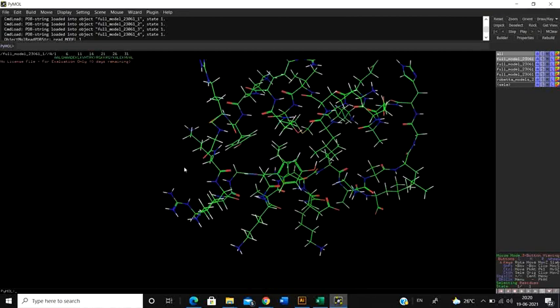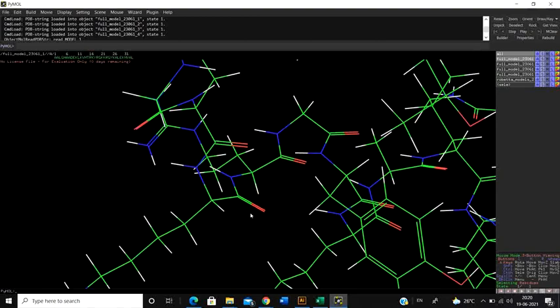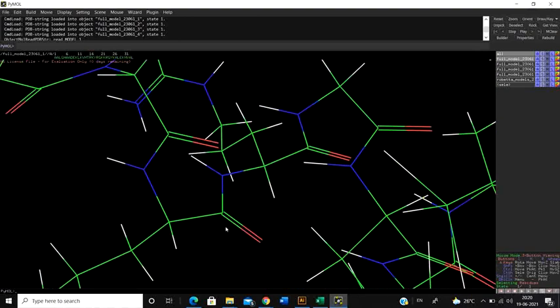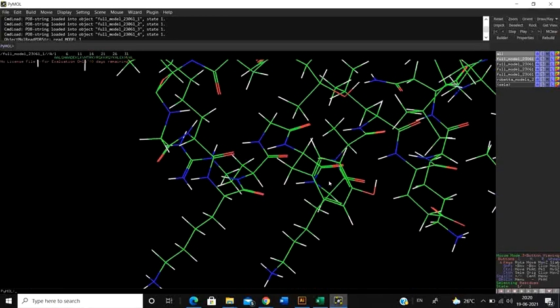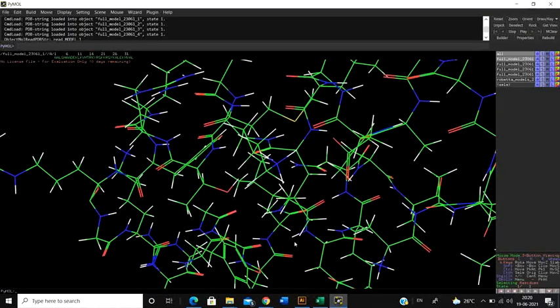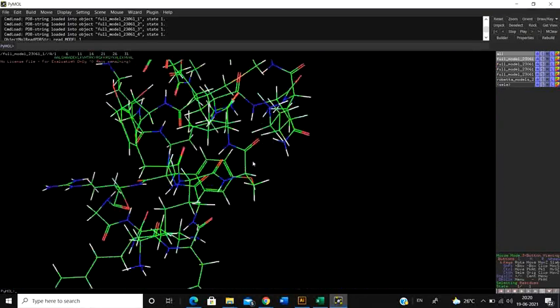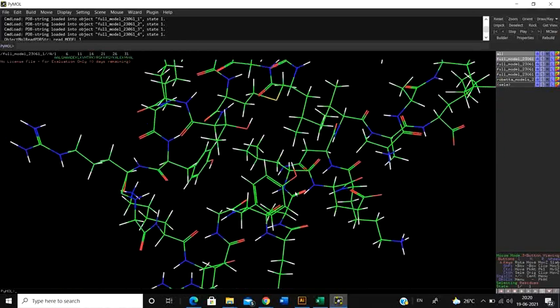And in this particular case, the blue portions are the nitrogens. The white stands for hydrogen. The red stands for the oxygen. So that means this particular is the CONH bond, right? This is the NH and this is the C double bond O. Okay, CONH peptide bond. Whereas the yellow stands for the sulfur, that means the disulfide bond. Whereas the green stands for your carbon backbone.